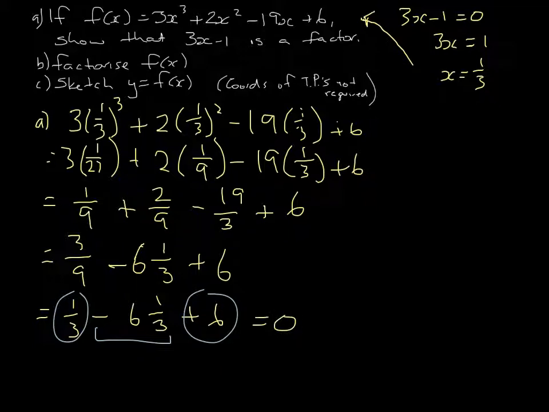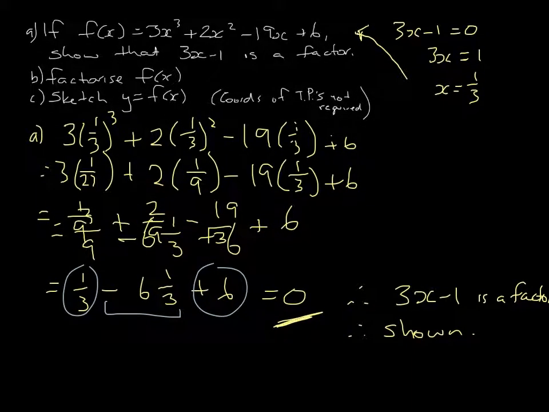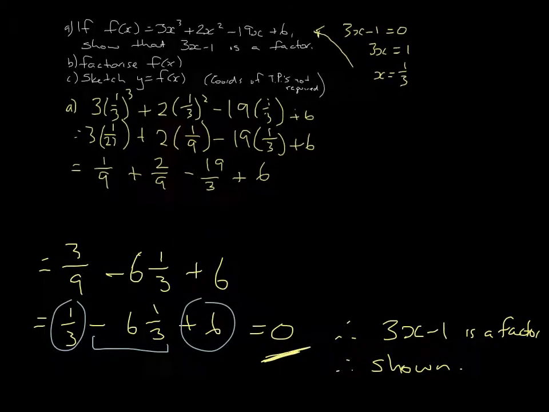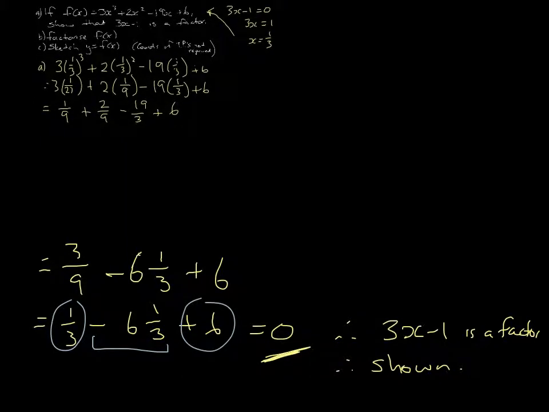So by getting an answer of 0 at the end there, that's told us that 3x minus 1 is a factor. The question was saying show that, so we need to say therefore shown to answer the question. Okay, so that's the first part of that question, and what I need to do is to make a little bit of room, squish all that up there so I can do a bit more work in this question.